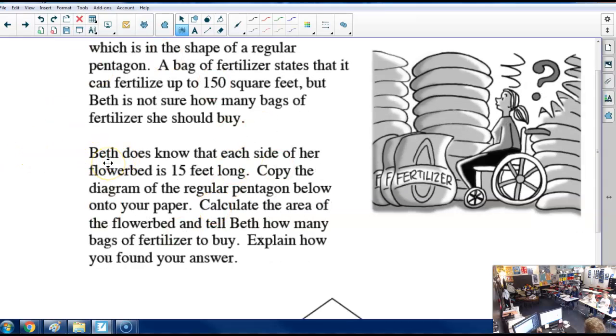But fertilizer is expensive. One bag of fertilizer can fertilize 150 square feet, which is like 15 times 10. That's probably from me to the edge of the room, to where the wall would be, maybe that much space. 150 sounds big, but when we're talking square feet, it's not really that big.